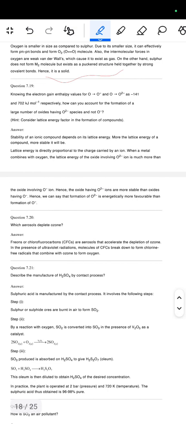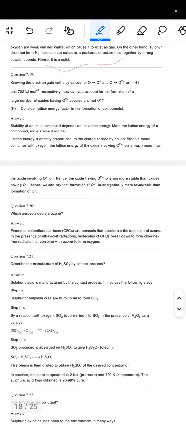फिर आता है knowing the electron gain enthalpy values of O to O minus and O to O2 minus are -141 and +780 kJ per mole respectively, how can you account for the formation of a large number of oxides having the O2 minus species and not O minus? एक हिंट है कि consider लैटिस एनर्जी factor in the formation of the compound.